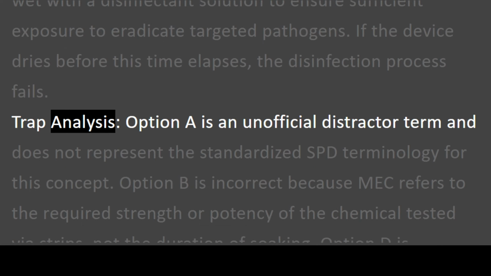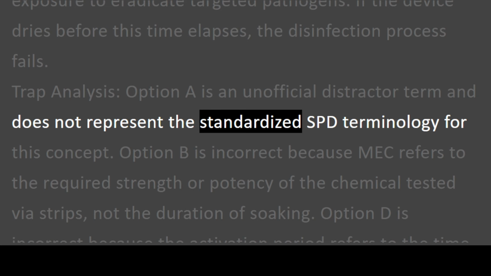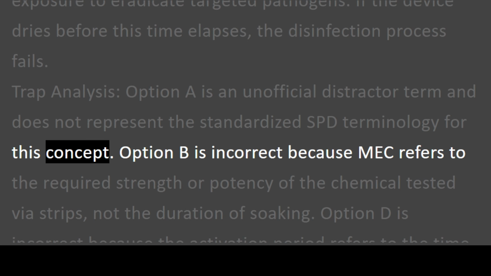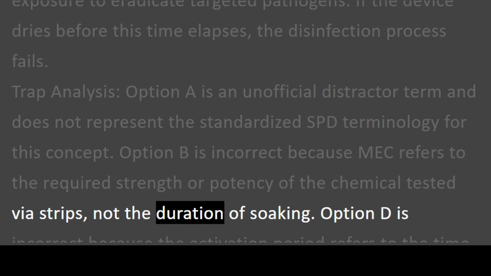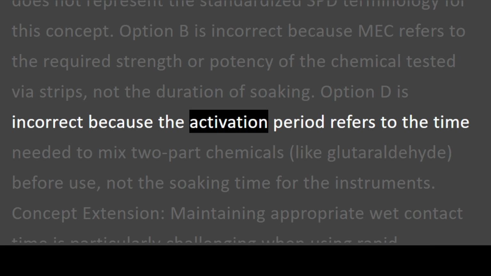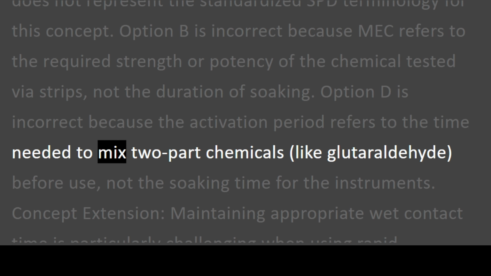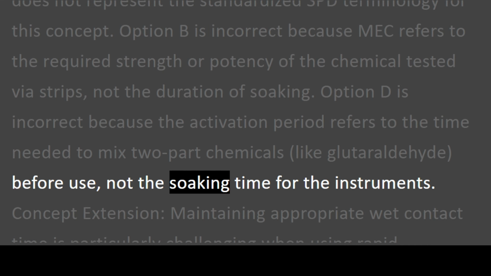Trap analysis. Option A is an unofficial distractor term and does not represent the standardized SPD terminology for this concept. Option B is incorrect because MEC refers to the required strength or potency of the chemical tested via strips, not the duration of soaking. Option D is incorrect because the activation period refers to the time needed to mix two-part chemicals, like glutaraldehyde, before use, not the soaking time for the instruments.